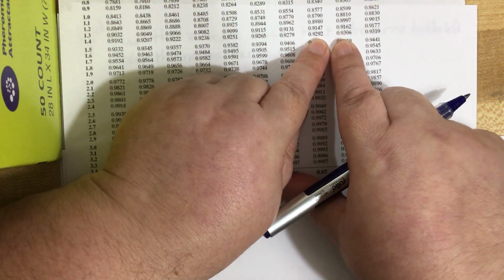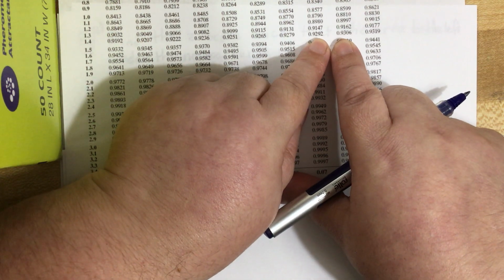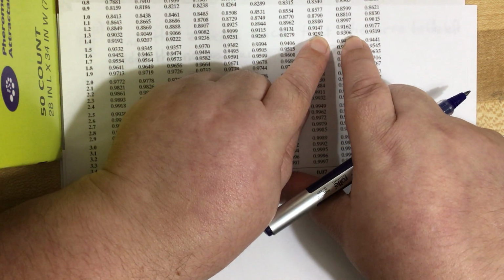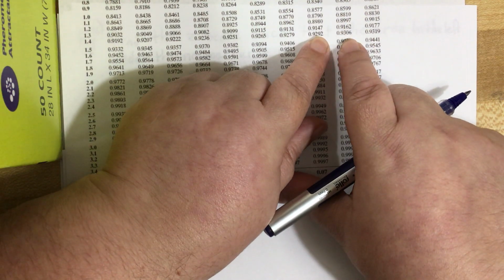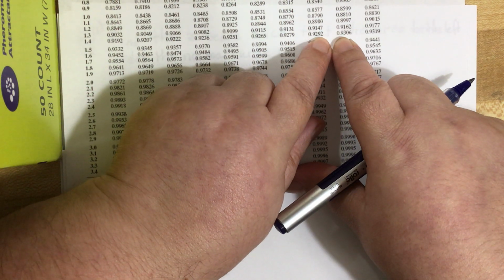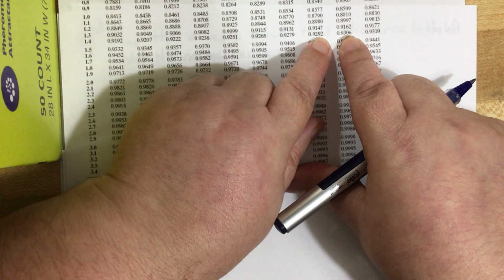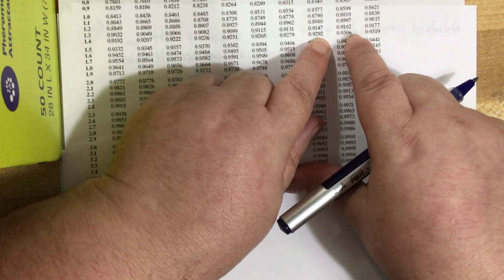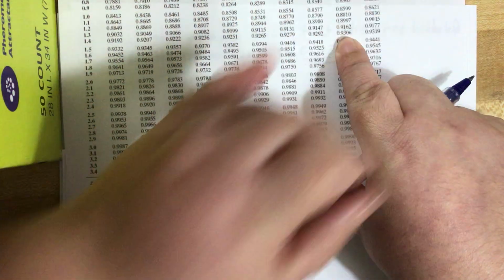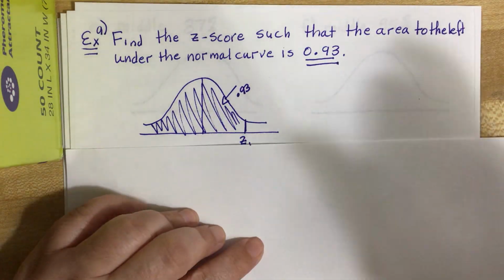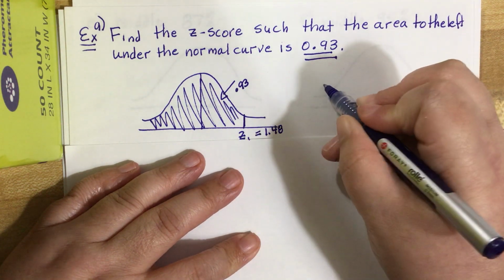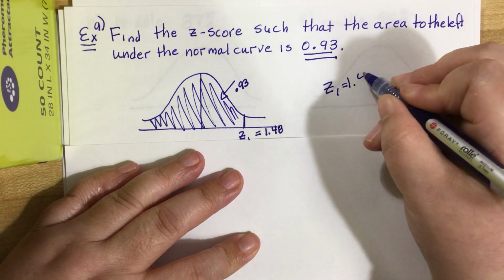Okay, now you kind of have to know your addition and subtraction is what I'll say. 0.92 is 8 away from the next number, whereas 0.9306 is 6 above the number below it. All right, so if this is 8 away from 0.93 and this is 6 away from 0.93, this one is closer. Okay, so we'll go with this value. So when you look it up, you're going to get 1.48. So this z value is 1.48, and that would be your answer. z1 is equal to 1.48.